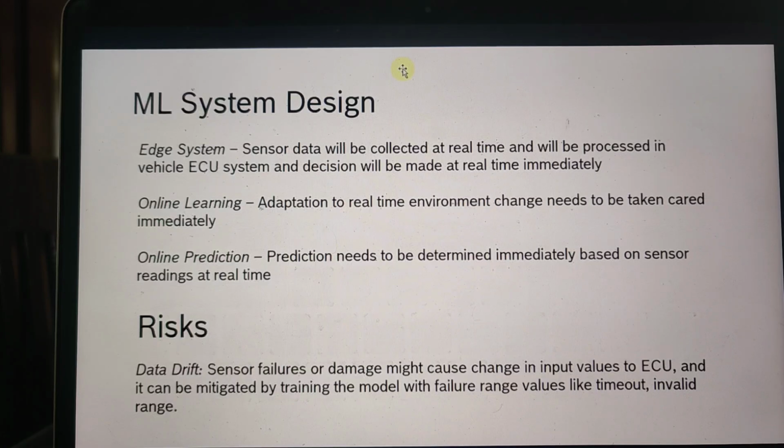And the last one is risk. Here also there is a possible risk under the category of data drift. Suppose sensor failures or any damage happens to the sensors in the real-time environment in the car; it might cause changes in the input values to the vehicle ECU. That can be mitigated by training the model with failure range values like timeout and invalid ranges. Even if the sensor fails, there would be some input data to the ECU based on the failure of the sensors. If you train with those particular values also, the risk can be mitigated, and it can be resolved again by replacing it with a new sensor.